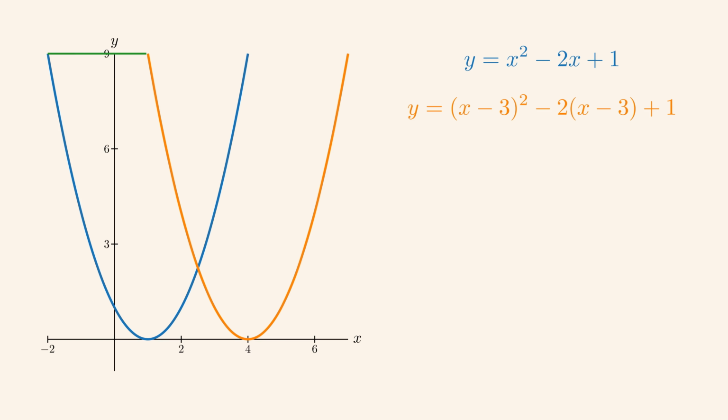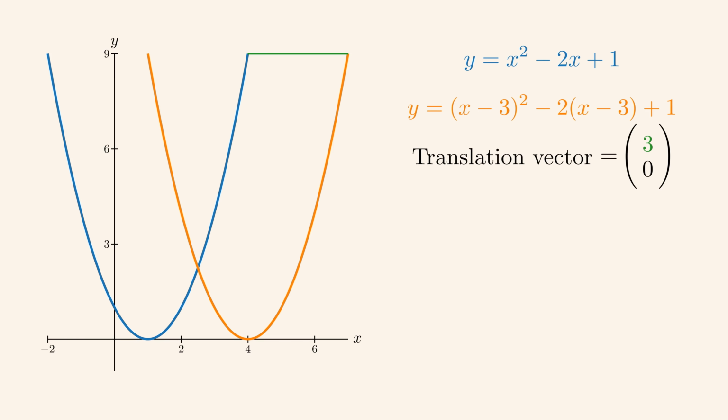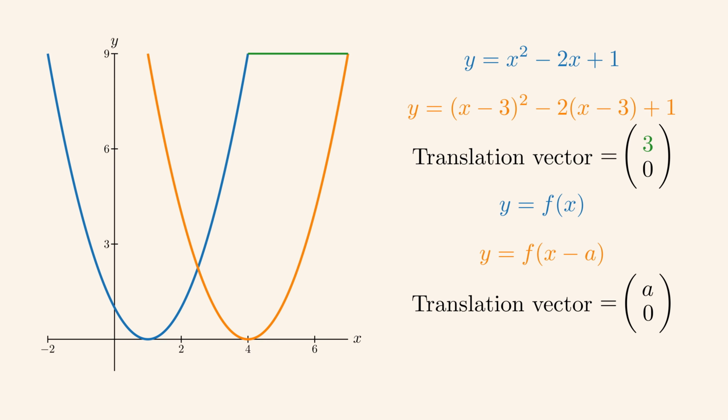The green line is 3 units long, showing that corresponding points on the blue and orange curves are always 3 units apart. In this case, the translation vector is as follows. If the original function is f, the general form of the horizontally translated function is f of x minus a. The corresponding translation vector is (a, 0).